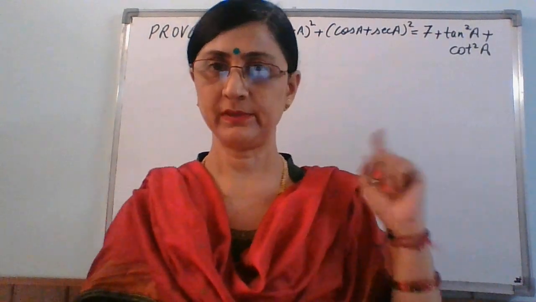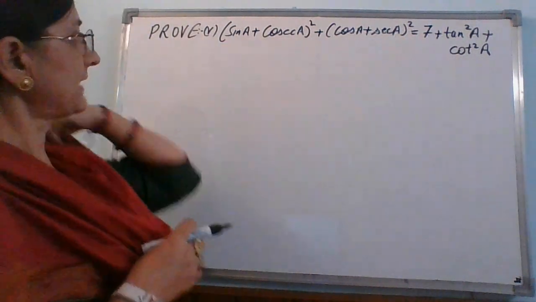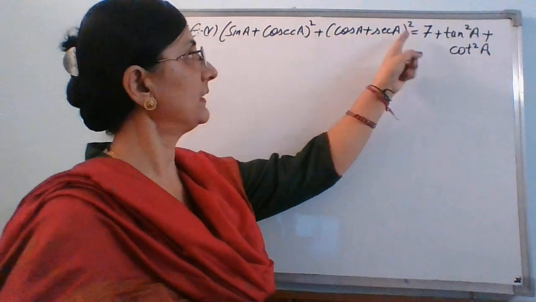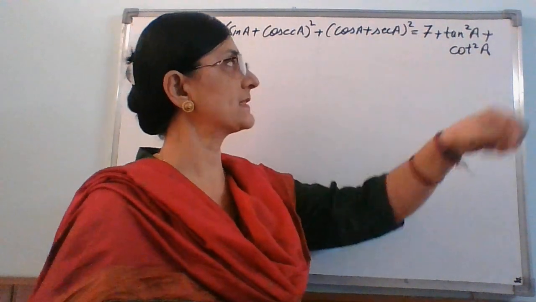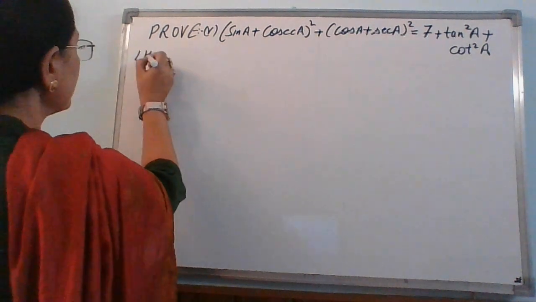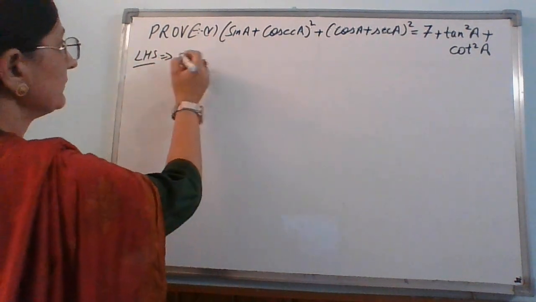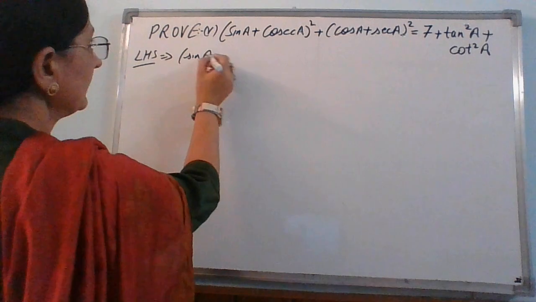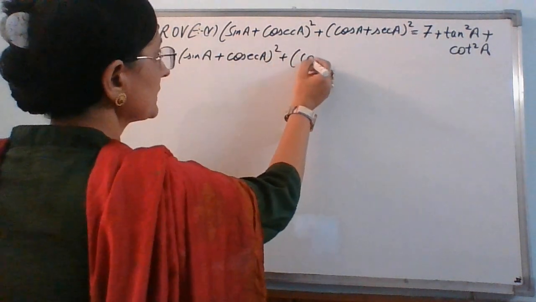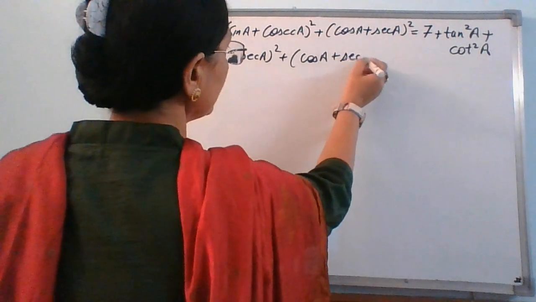Okay students, now we will do this question here. Sin a plus cosecant a whole square plus cos a plus secant a whole square is equal to 7 plus tan square a plus cot square a. So let us start with LHS. What is in left hand side? We have to write that sin a plus cosecant a whole square plus cos a plus secant a whole square, right?